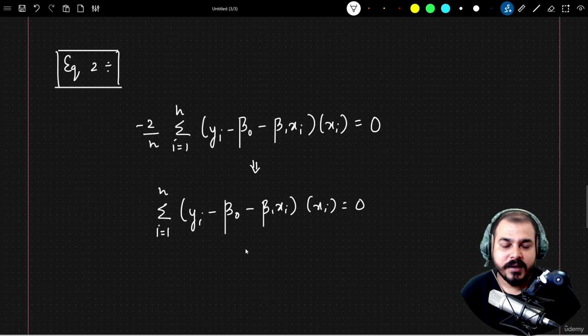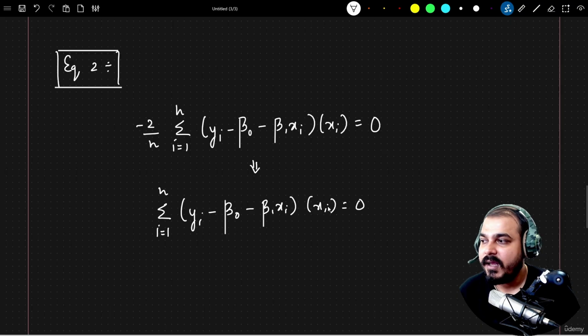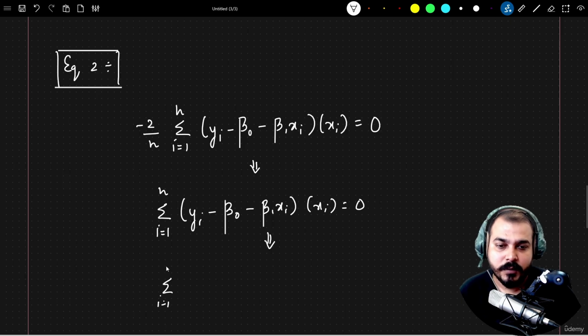And the next thing that we are probably going to do over here is let's multiply x of i inside the summation of i equals 1 to n. After we multiply this, you'll be able to see I'll be getting summation of i equals 1 to n, x of i multiplied by y of i. So this will be x_i y_i.